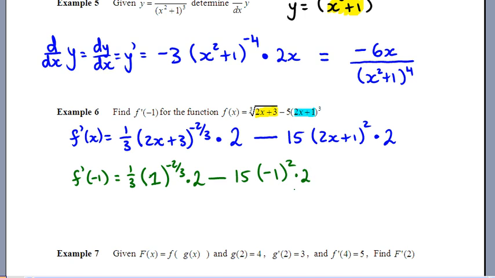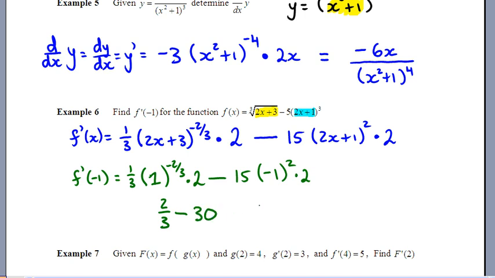Okay, what do we have here? Well, 1 to the negative 2/3. We're going to take a 1, flip it upside down, square it, cube root it. It's still a 1. So you're just going to have a 2/3 minus, that gets squared to be a positive 1, minus 30.